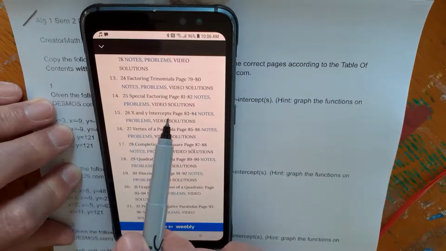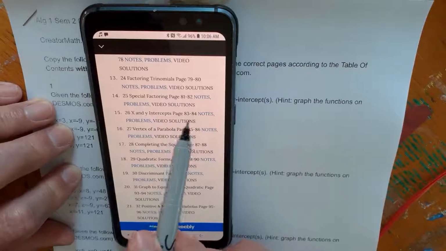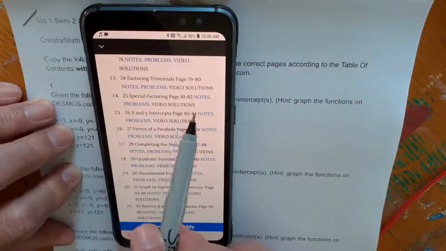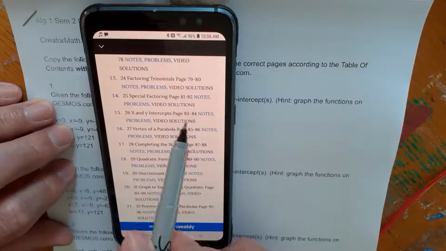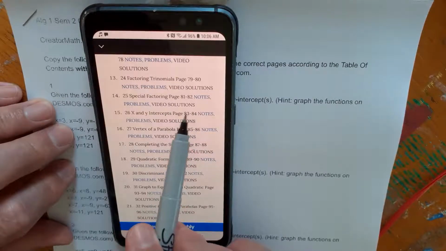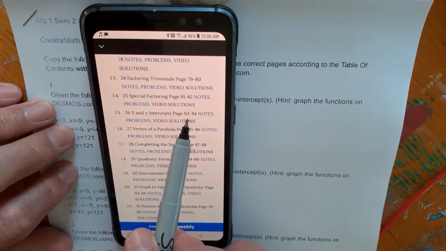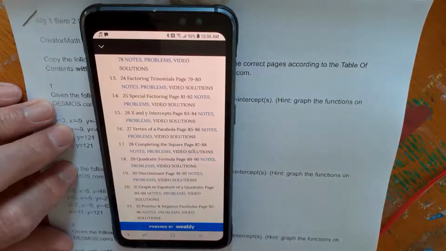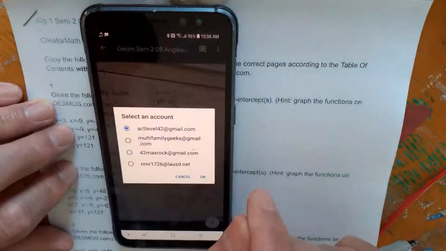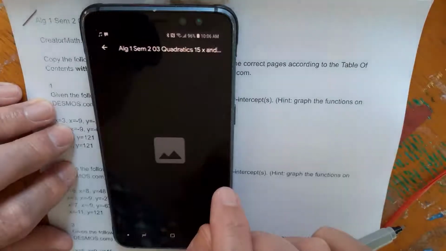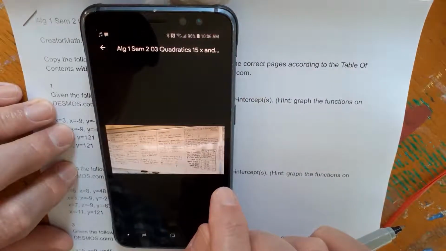X and Y intercepts. It gives you a page to put the notes on and these problems we're doing right now. Follow the actual table of contents on the website, not this video, because by the time you see this video, it's probably different. So just follow the actual table of contents. Here's how you get to notes. Click on the tab that says notes, or I guess it's a link.